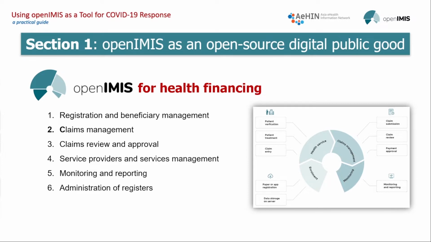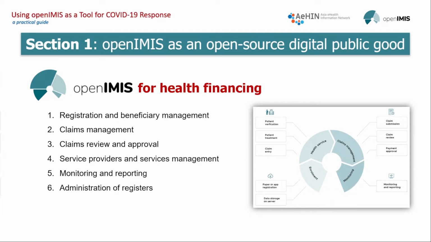Number 2, claims management. Enrolled beneficiaries can make health service claims, for example, outpatient consultations with specific laboratory tests, which can then be processed by claims administrators. Number 3, claims review and approval. Once a claim is submitted, it is reviewed by a medical officer. Inconsistency of claims as well as other feedback can also be included using this particular function.